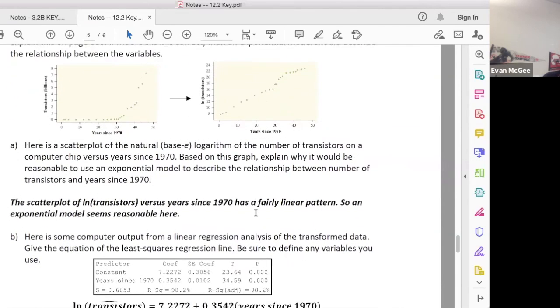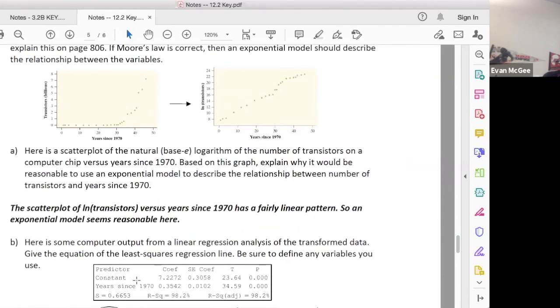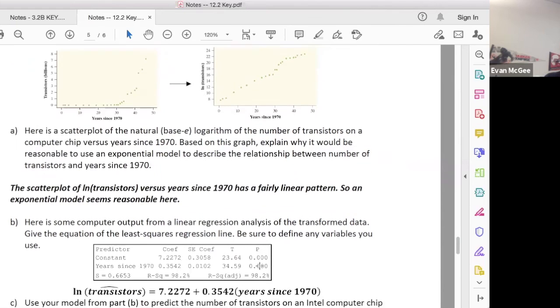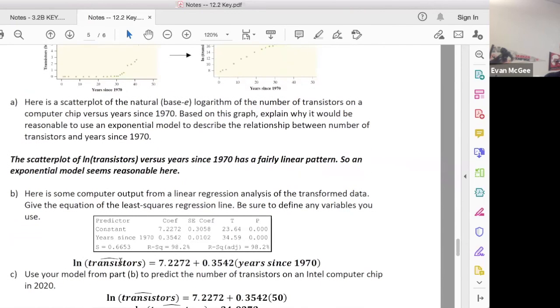So now they've given us the output, and just a reminder, I guess they're not going to show us that they took the natural log of the transistors. So we have the year is x, so here's our slope, y-intercept is here, and we have to remember that we took the natural log of the transistors. So there is our regression equation, or linear model. And they want us to predict how many there will be in 2020.